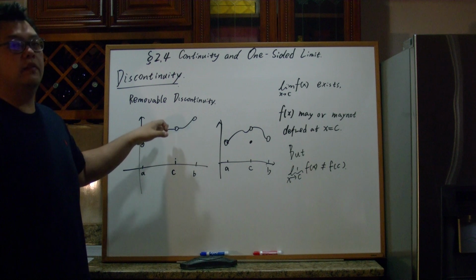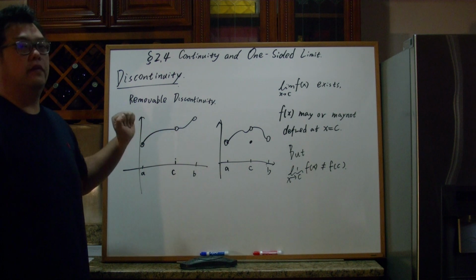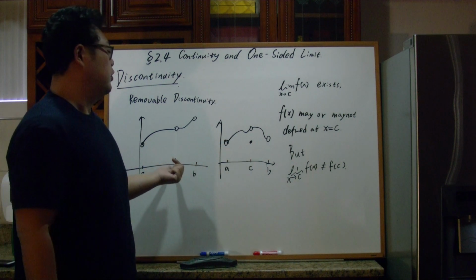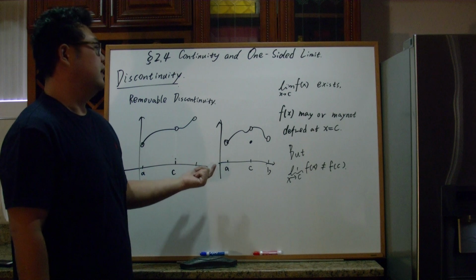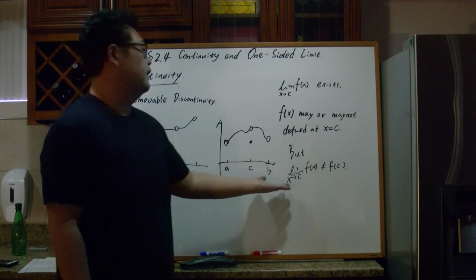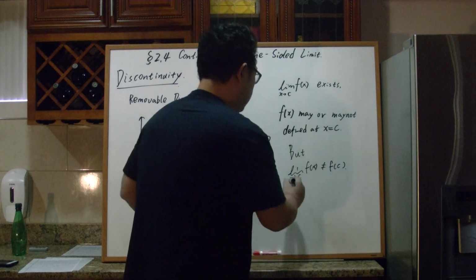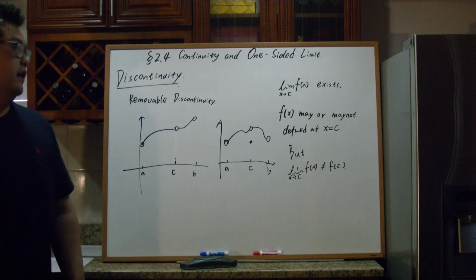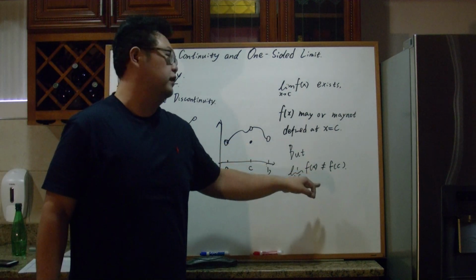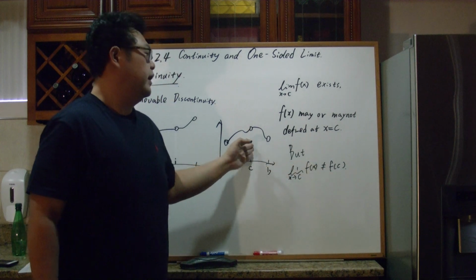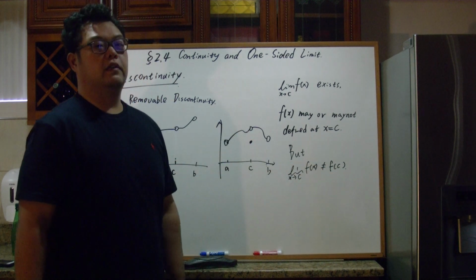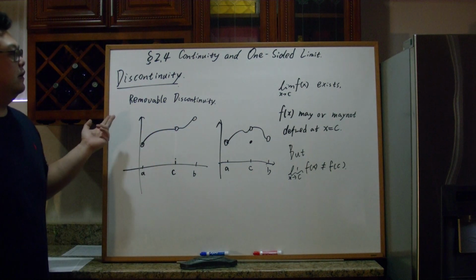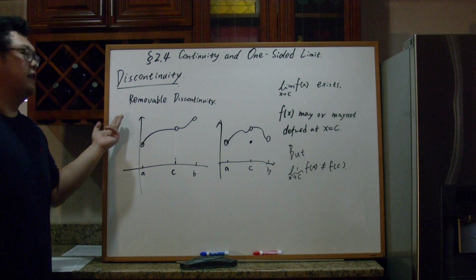The limit exists, which means you can find the limit from the left and from the right. And the function may be defined at this point, or maybe not defined. But even if it is defined, the limit of f(x) as x approaches c is not equal to the function value. If it's undefined, certainly it's not equal. If it's defined somewhere else, we can see it's not equal. Therefore, we get a break point here. That type is called a removable discontinuity.